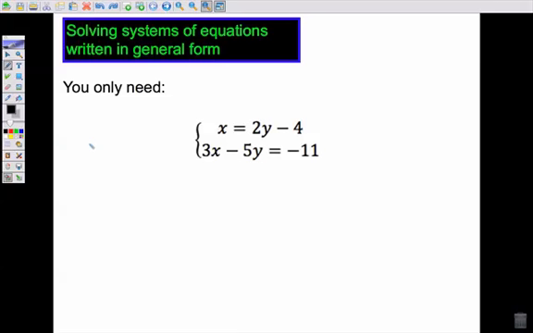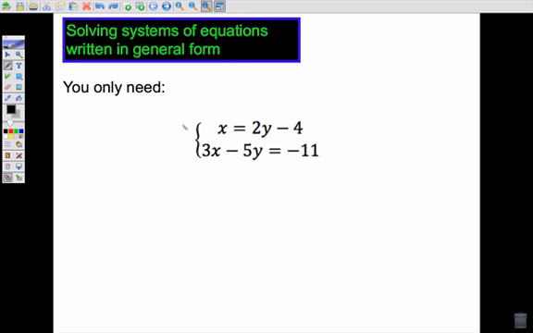Alright, so if you're looking for a hint, kind of where to start on solving systems of equations written in general form, watch this video real quick. I think that hopefully this will help you. If you are kind of lost on what to do, don't feel bad about it. These are by far the hardest problems that we'll do.